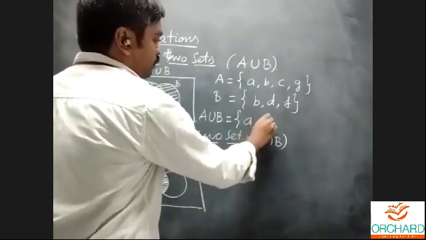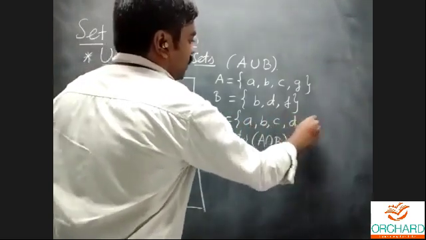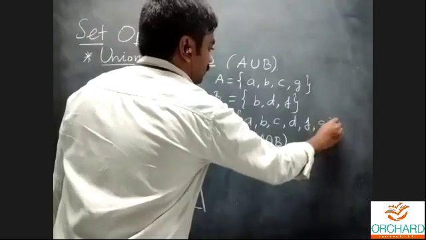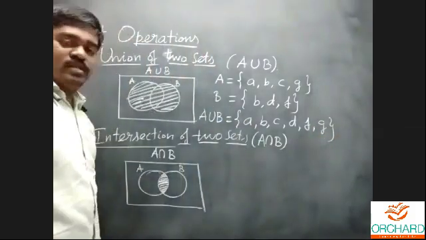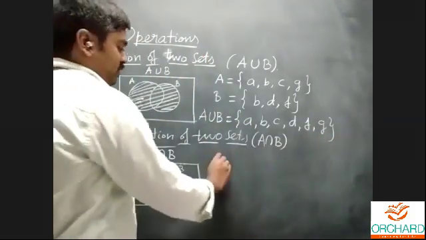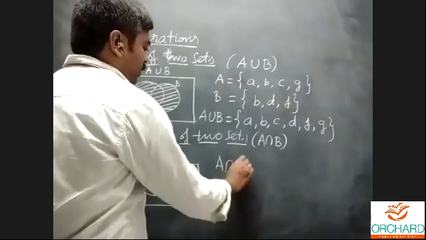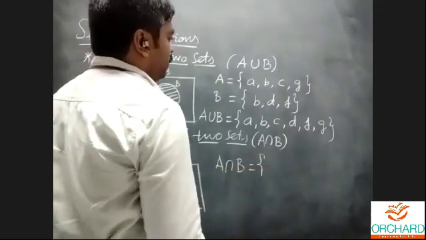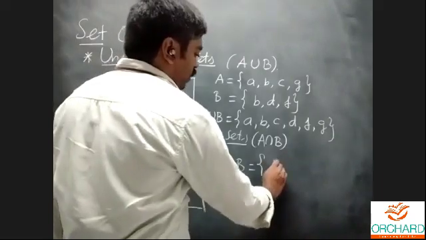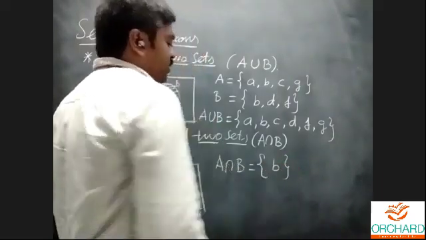A, B, C, D, F, G. And next, the same example, intersection A intersection D. What is the common element? Only one element is common. The element B is common.